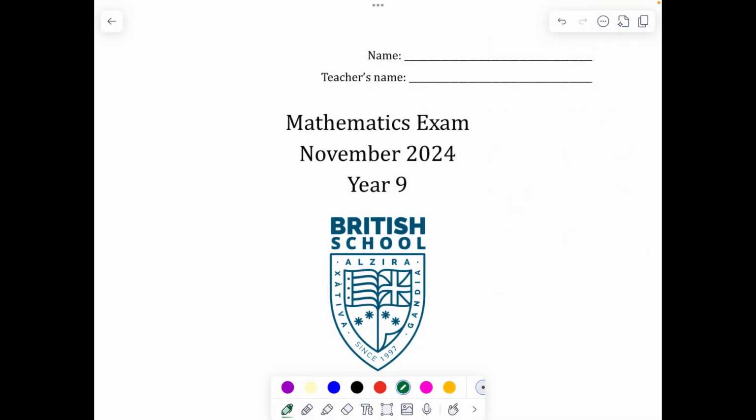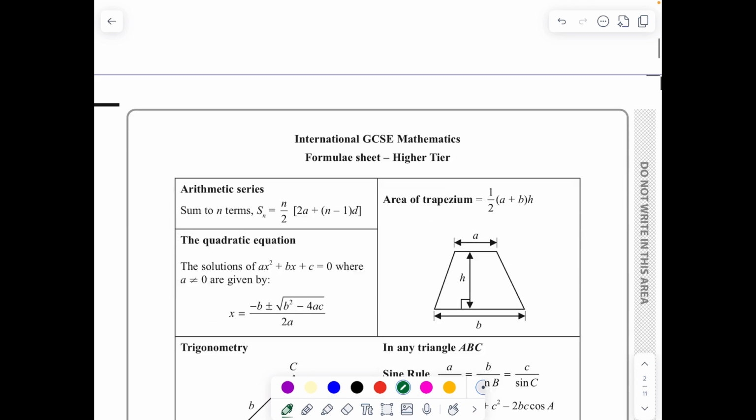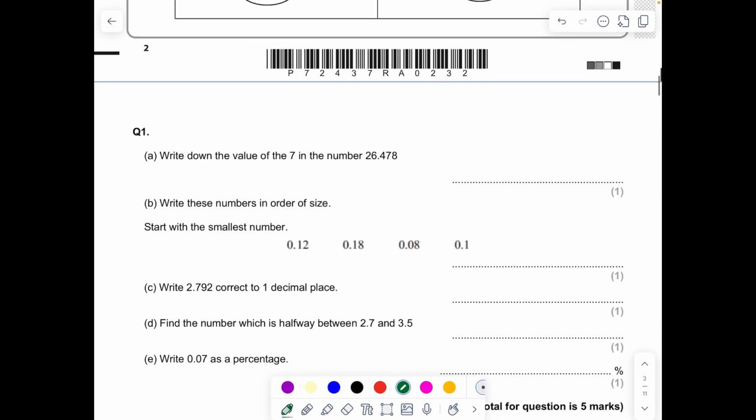Okay, let's go through the paper. So number one, write down the value of the 7 in this number. So we've got tens, we've got units, decimal point, then we've got tenths, and then we've got hundredths. So the 7 is hundredths. You can write it as a fraction, you can write it as words, hundredths. You could even have written 0.01 or 0.07. All will get you 1 mark.